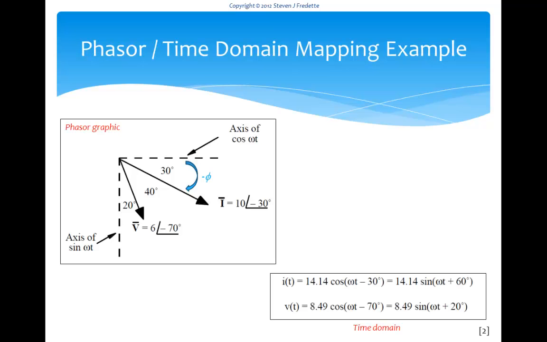So to convert that to the time domain, let's first look at the current, i of t. I'm going to say the amplitude is 14.14.